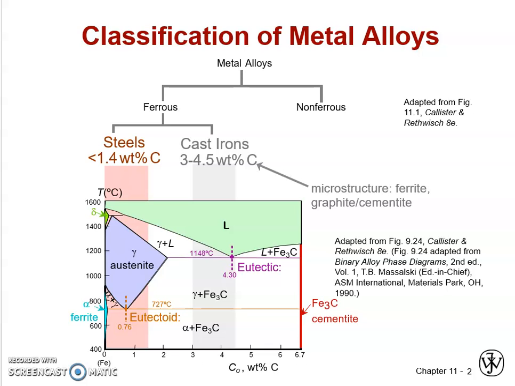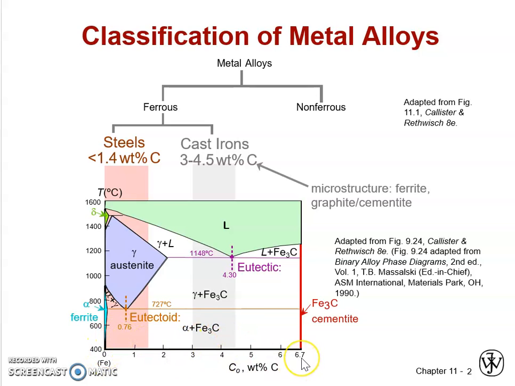And also we have cast iron. Cast iron is an iron that has 3 to 4.58% carbon. So cast iron has more carbon than steel, because steel has less carbon, which is less than 1.48% carbon.